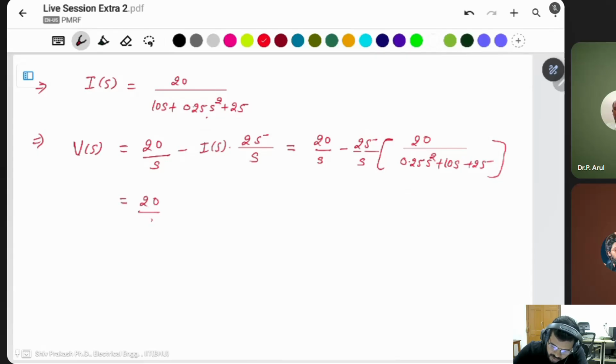This is 20 by s minus the multiplication of this one, 20 into 25 is 500. 500 divided by the multiplication of s is 0.25 s cube plus 10 s square plus 25 s.